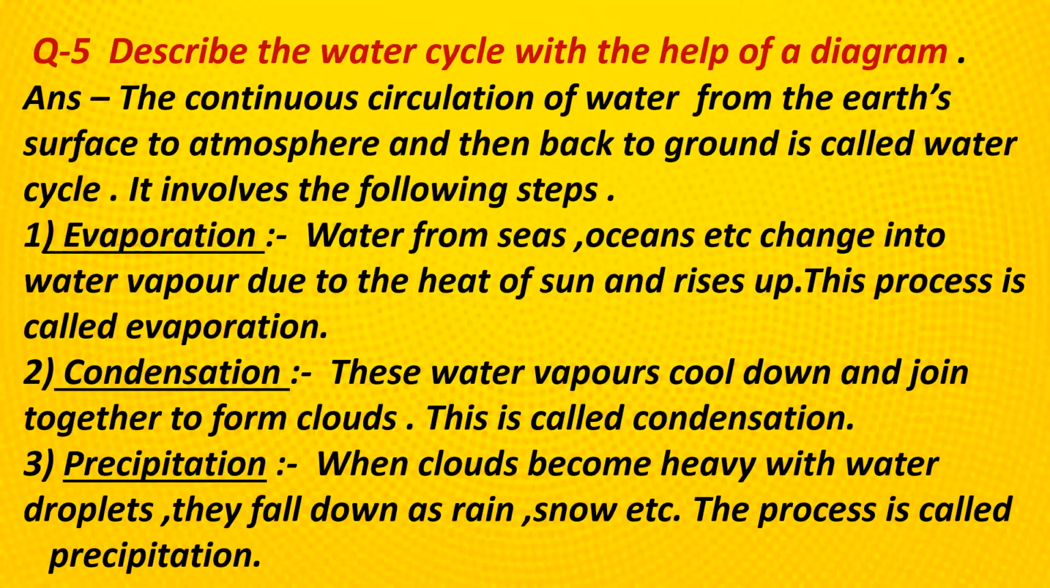Precipitation. When clouds become heavy with water droplets, they fall down as rain, snow, etc. This process is called precipitation. When these clouds become heavy with the droplets of water and cannot hold water anymore, the water comes back to the earth in the form of rain and snow, and this process is called precipitation.